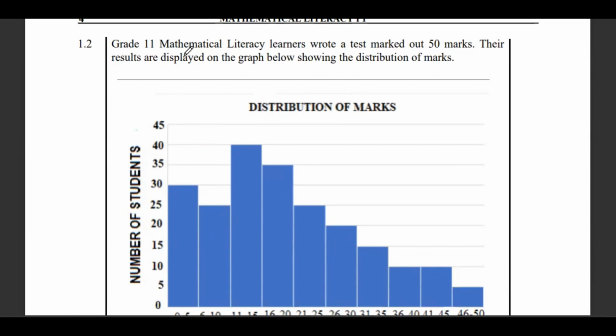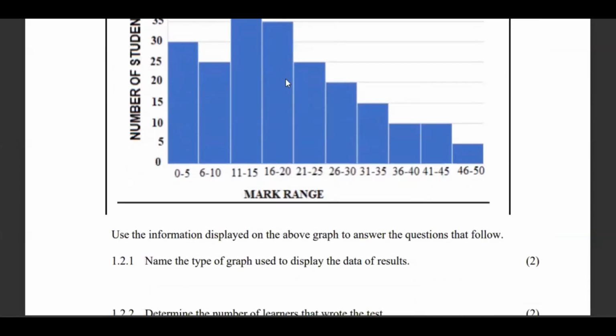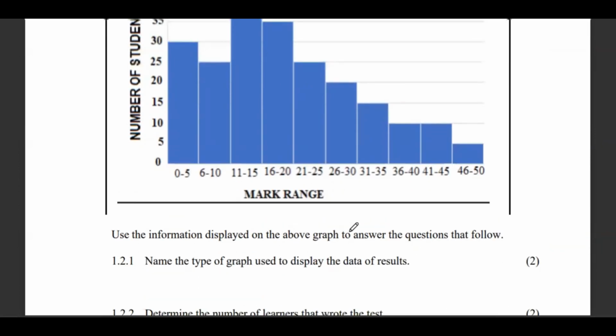Grade 11 mathematical literacy learners wrote a test marked out of 50. Their results are displayed on a graph below, showing the distribution of marks. Use the information displayed at the graph above. Answer the questions that follow. Name the type of graph used to display the data of results.